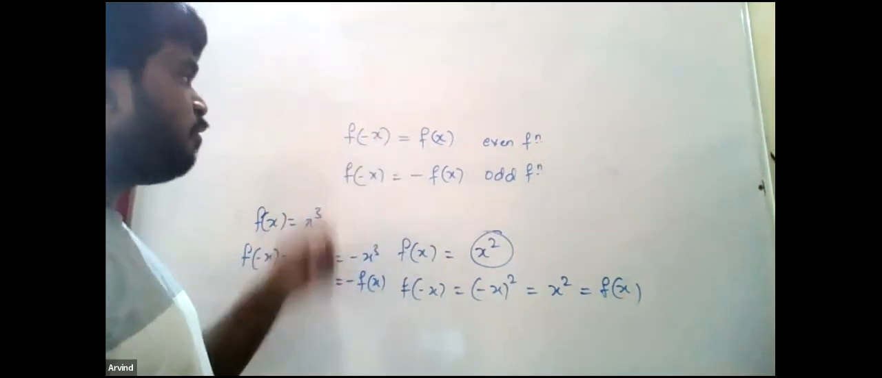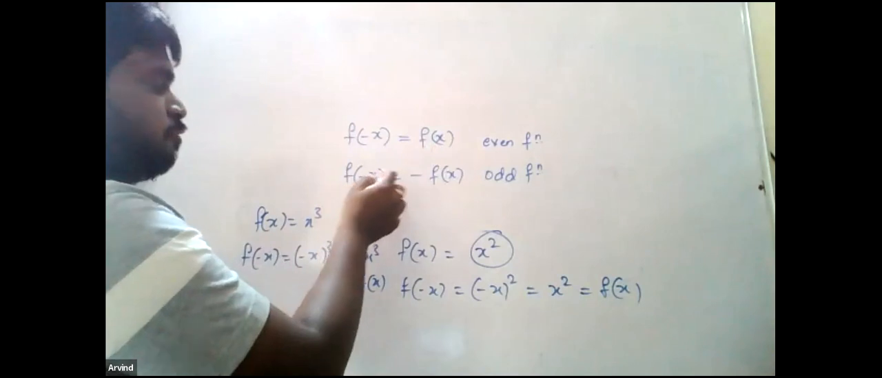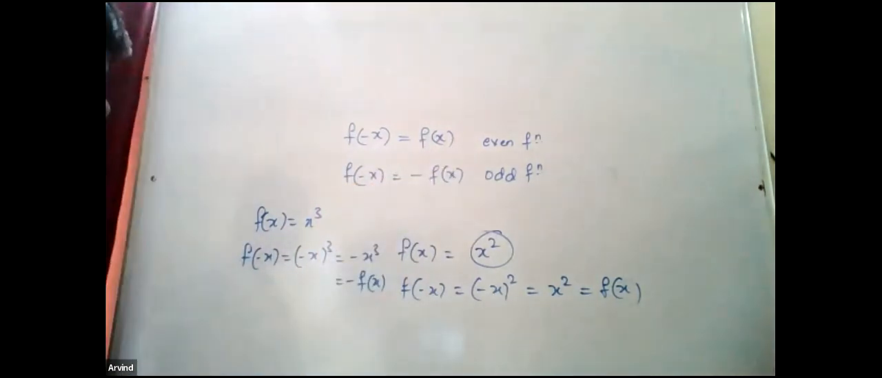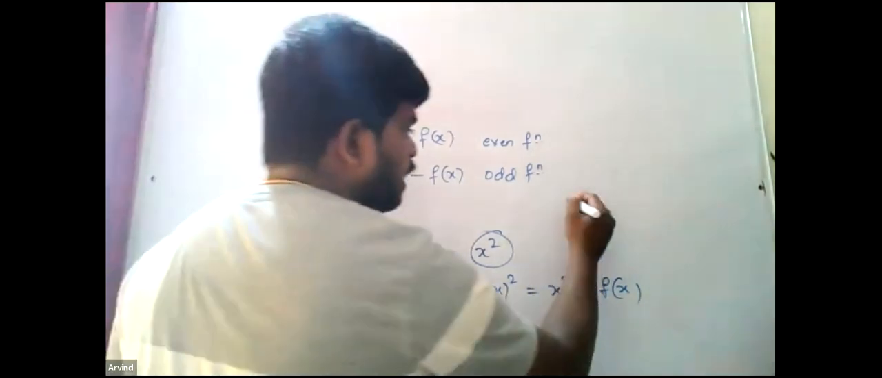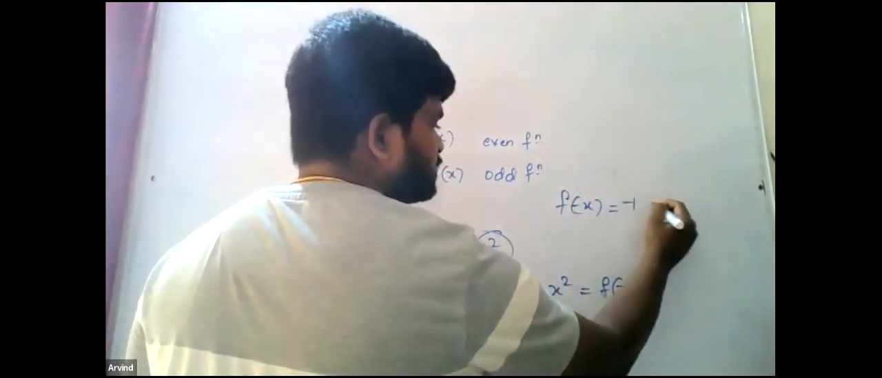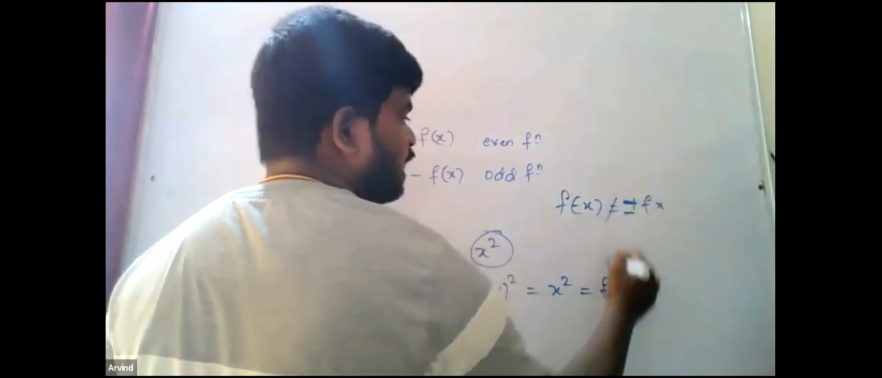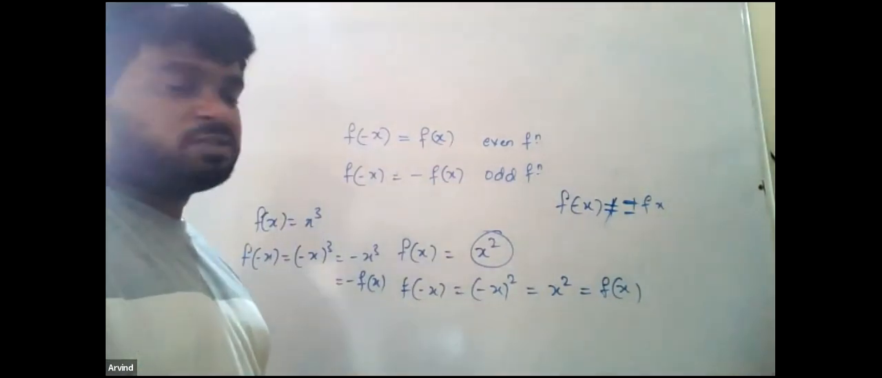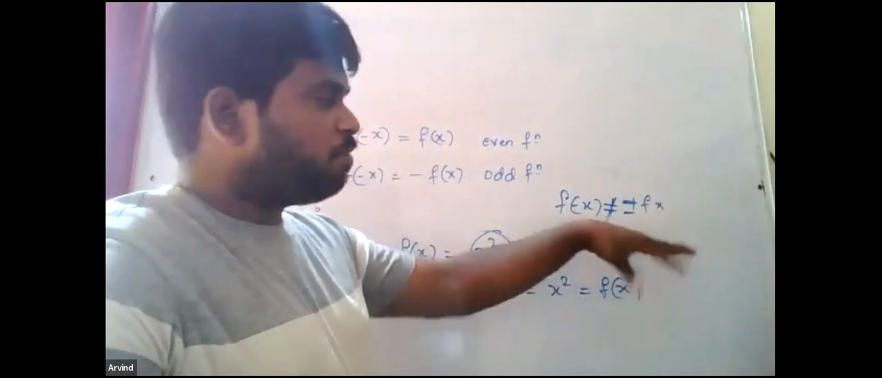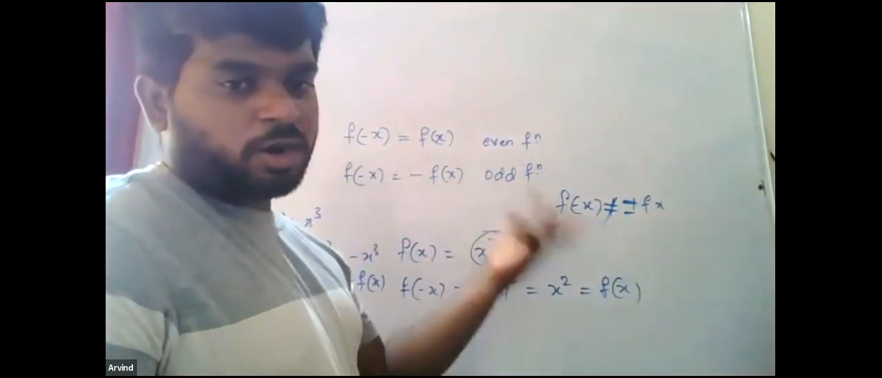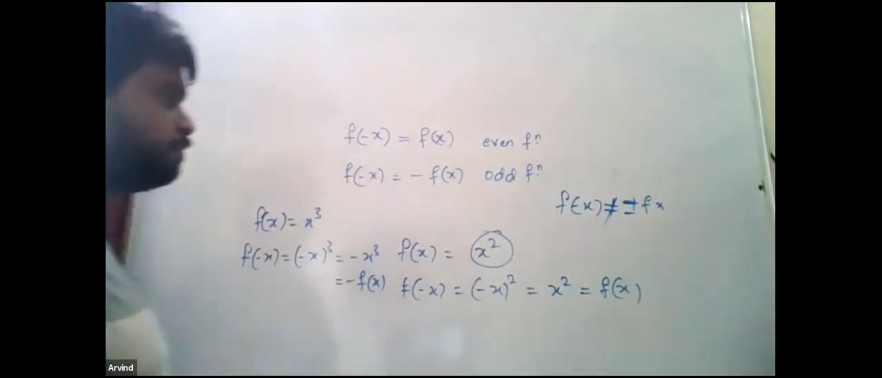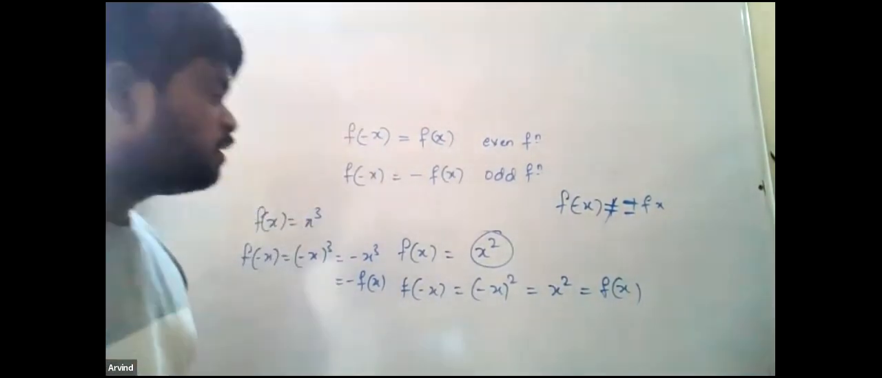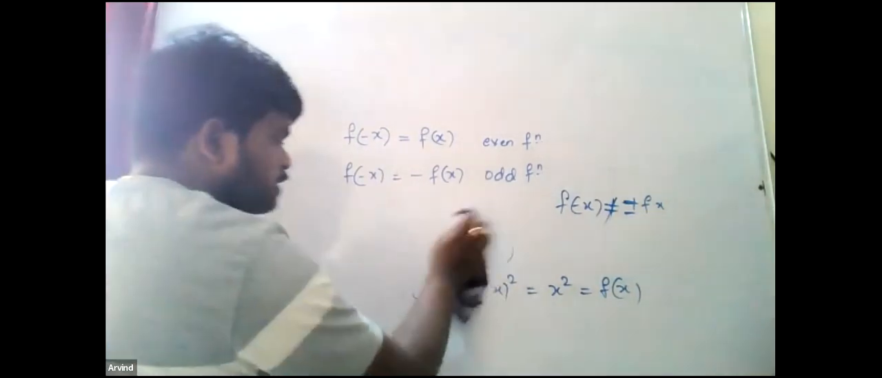So this is even: f of minus x is f of x. F of minus x is minus f of x is an odd function. Okay, these are very easy things to remember. Suppose f of minus x is neither plus f of x nor minus f of x, then it is not an even function, not an odd function. There are certain functions where you won't get plus f of x or minus f of x. Then it is neither an odd function nor an even function. There are certain things also. Okay. So here the function will be a one-to-one function. It is definitely not an even function.